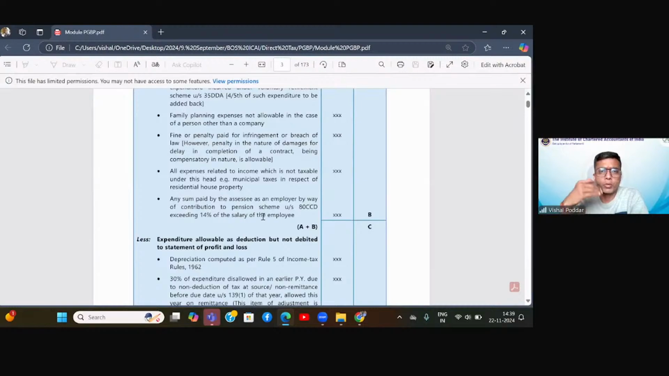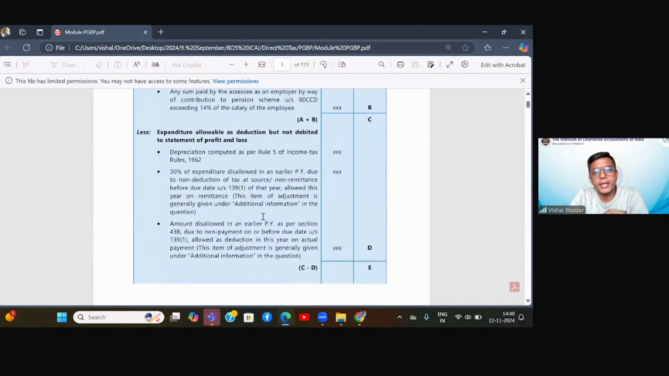So as an employer, you have to contribute to employees' funds. For all other funds, whatever you contribute is allowed as deduction. However, when you are contributing to the pension fund of the employee, the limit of deduction that you will get is up to 14%. 14% of what? 14% of the salary.